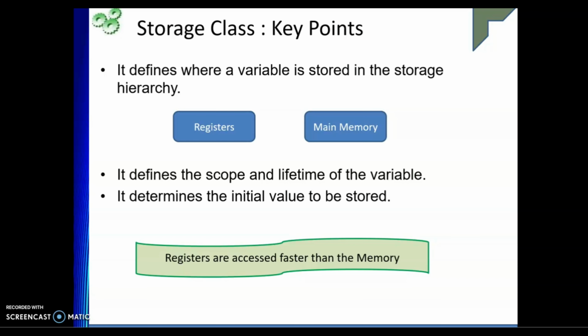Please understand one thing: registers are accessed faster than the memory. If your variable is declared in a register, it will be accessed much faster because it is in the CPU itself. But for the main memory, we have to go through the fetching cycle and all those things, so the time taken will be more. That is the reason why variables stored in registers are accessed faster. So the key points in storage class are whether you are storing in a register or in the main memory, then the scope and lifetime, and the initial value to be stored.